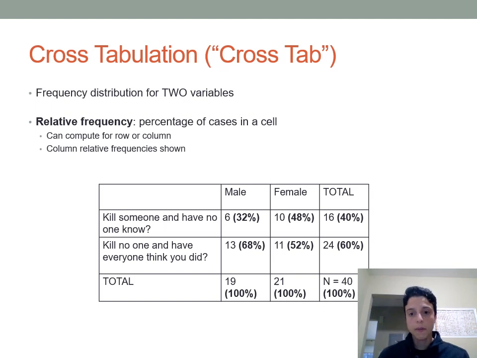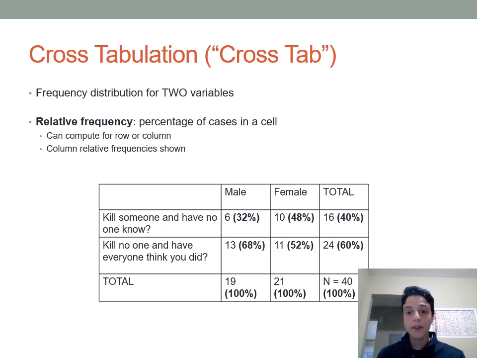So the question here would be, based on this crosstab, do we have evidence that in general female criminal justice students are more willing to murder than male criminal justice students? And in order to do this, we're going to do a hypothesis test to see whether it's possible that the distribution of findings we have in this crosstab could have happened just by chance, if really there's no relationship between gender and preferring to kill someone and have no one know rather than kill no one and have everyone think you did.